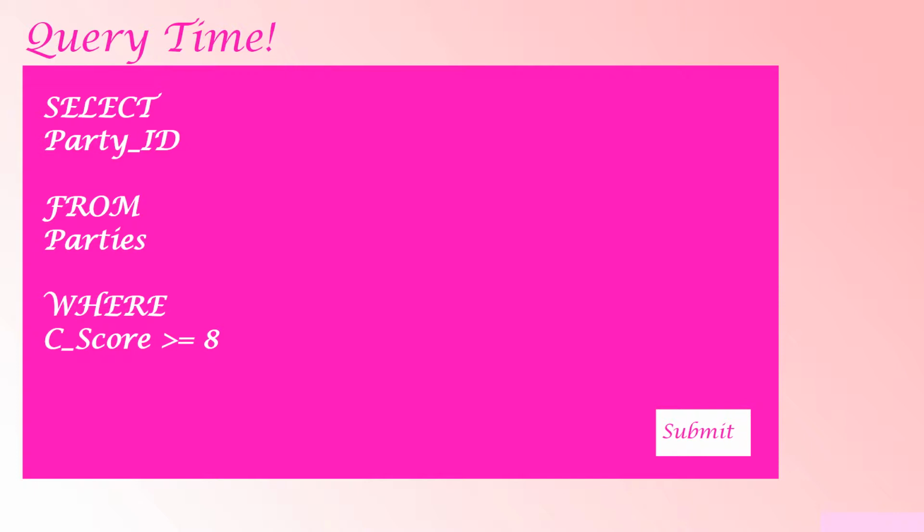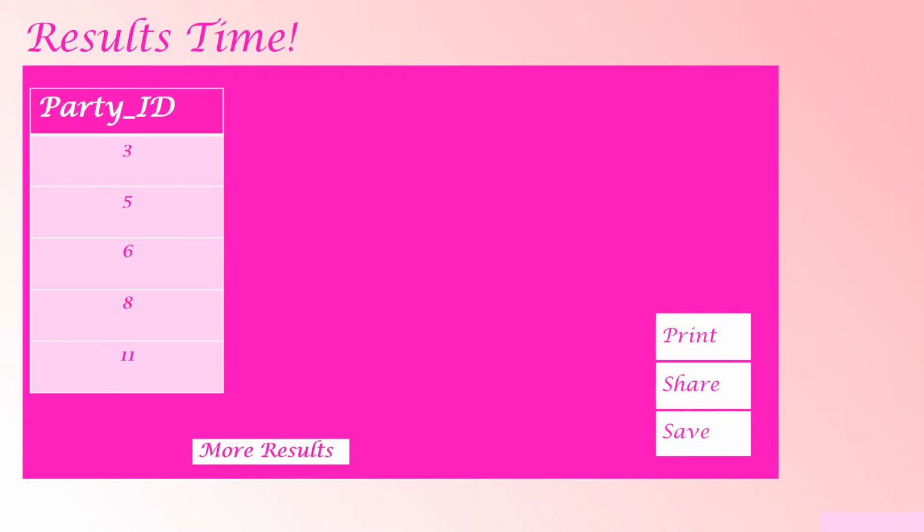Our query would look something like this. Select party ID from parties where C-score is greater than or equal to 8. Note, because C-score is a column that has been set up as a number, we do not need to put the single quotes around the 8. The results may look something like this: a list of party IDs that all have a C-score of 8 or greater.